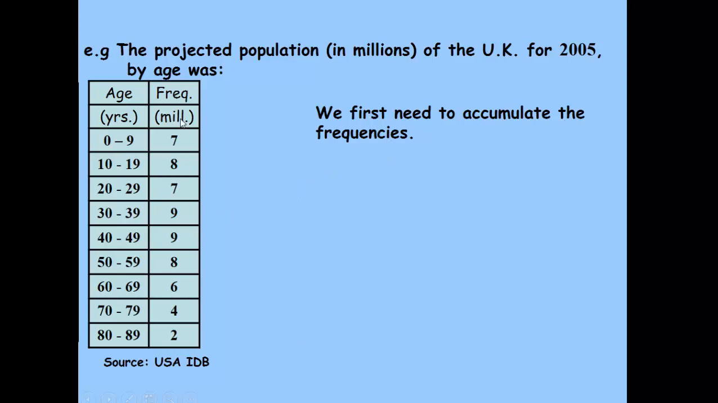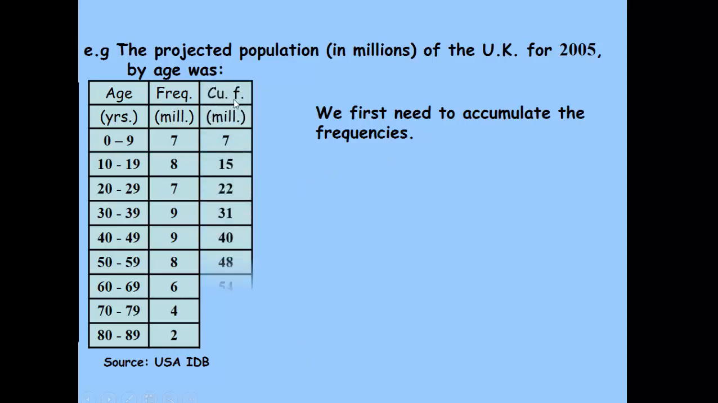First thing we need to do is accumulate the frequencies, so we need a cumulative frequency column here. Up to 10 we have 7 million, up to 20 we have 15 million, accumulating the 0 to 10 and 10 to 20. Then 22, the additional 7 million between 20 and 30 from here, and so on.